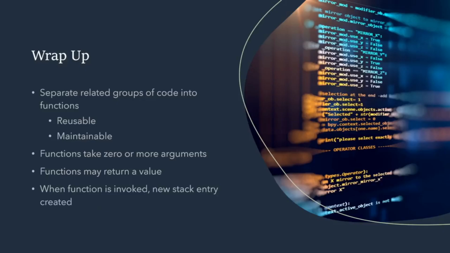Okay, so to wrap up, we want to separate related groups of code into functions. And why? Because it's reusable and because it's maintainable. So we should make a function for any time we have some related set of stuff to do. For example, our linear equation or our quadratic equation, those should be separate functions. We wouldn't want to do all that code every single time in just our main.